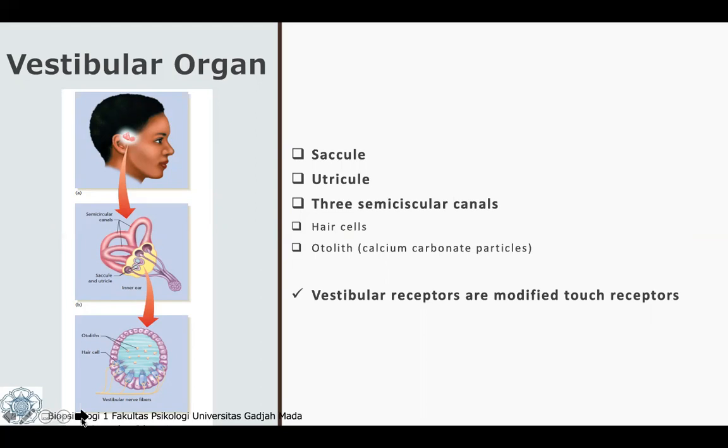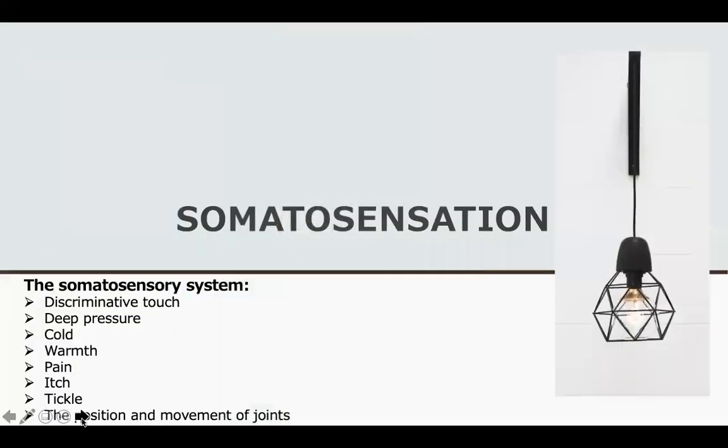All right. And then the next one is the somatosensation. The somatosensory system includes the sensation of the body and its movement. It's not one sense, but actually many, including discriminative touch, deep pressure, cold, warm, pain, itch, tickle, and the position and movement of joints.